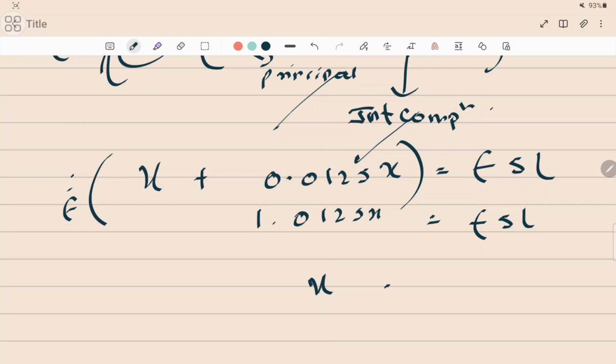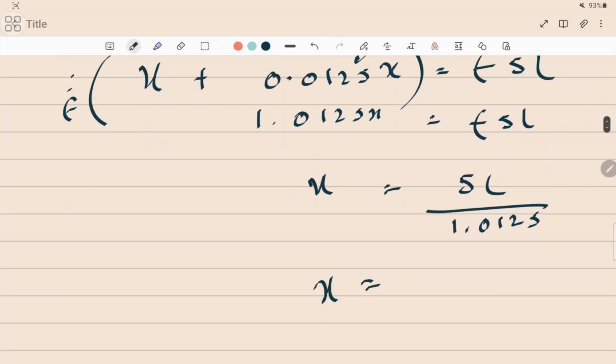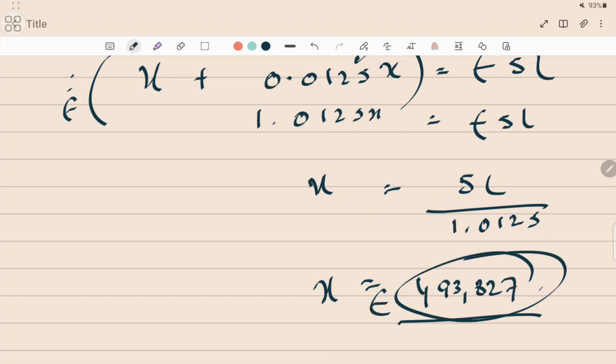So x is equal to 5 lakh divided by 1.0125. So x is equal to how much? 5 lakh divided by 1.0125. This is coming to 4,93,827 pounds is what I'm going to borrow today.